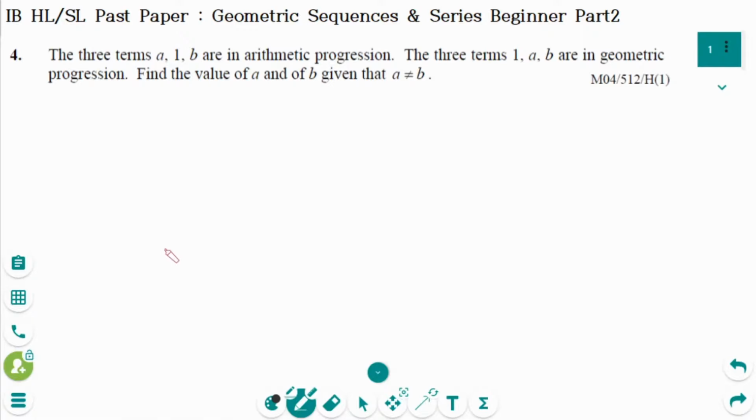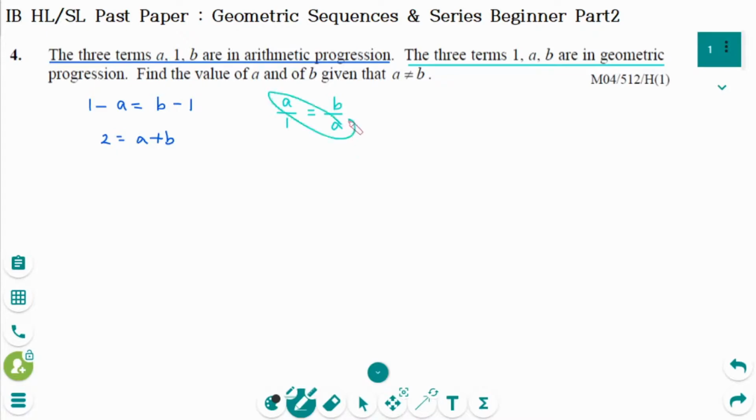The three terms A, 1, and B are in arithmetic sequence. So term 2 minus term 1 equals term 3 minus term 2. Then 2 equals A plus B. The three terms 1, A, and B are in geometric sequence. Then term 2 over term 1 equals term 3 over term 2. Then cross multiply. A squared equals B.